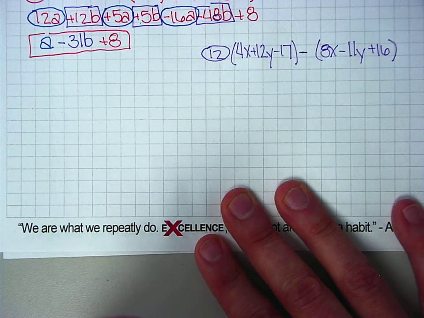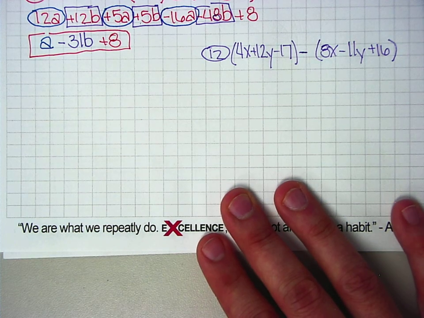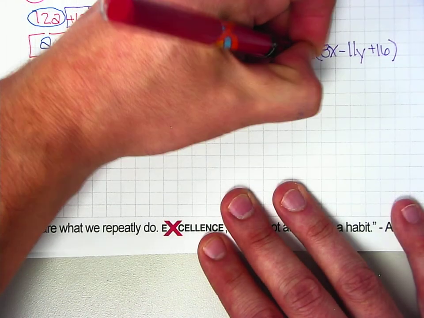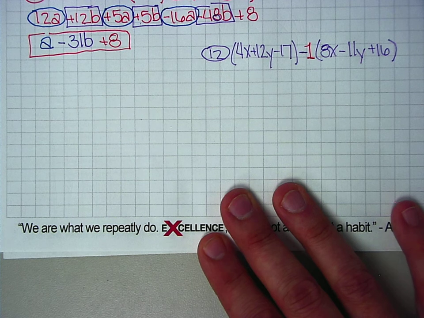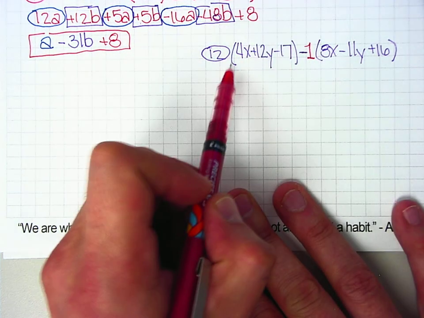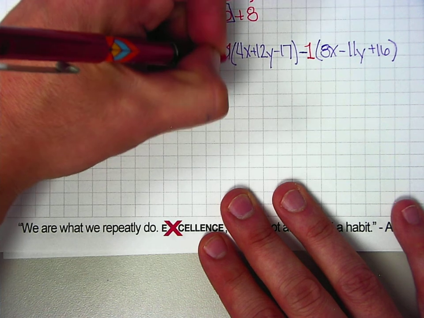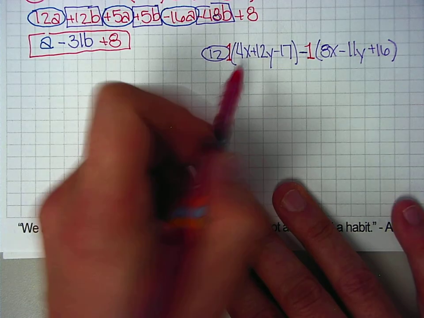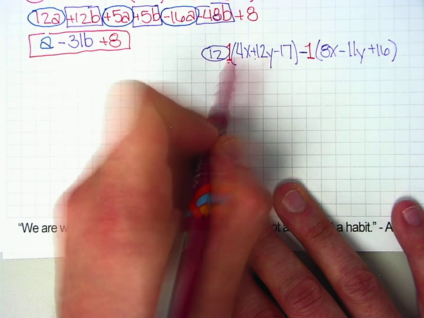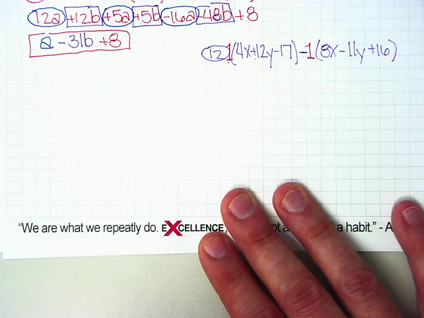All right, so it looks like I don't have to do too much distribution at first sight, but in actuality, remember there's some invisible math here. This negative sign implies that there's a -1 in front of my parentheses, which means I'm going to have to do some distribution on the far right-hand side. However, I don't have anything but an invisible +1 in front of these parentheses, and that will not affect the values. +1 times 4 stays positive, and +1 times -17 will still stay negative.